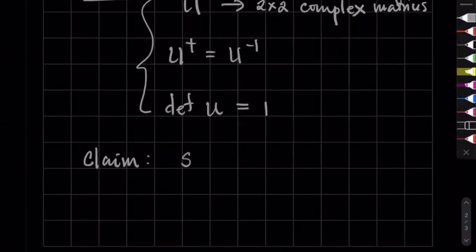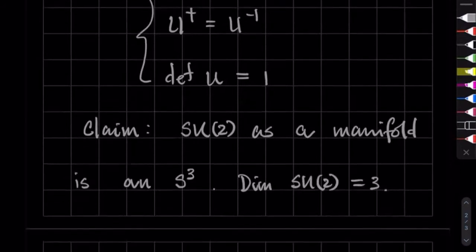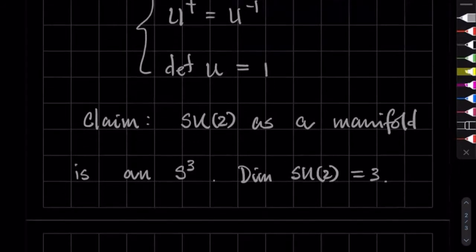that SU2 as a manifold is a three-sphere, or is an S3. So that means that the dimension of SU2 is 3. We have shown this again and again, but I will repeat it.